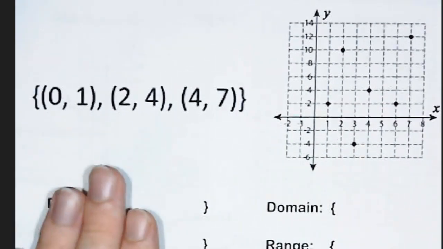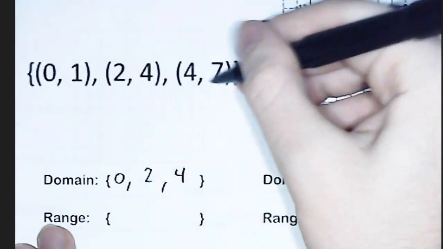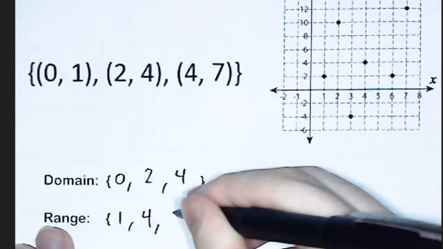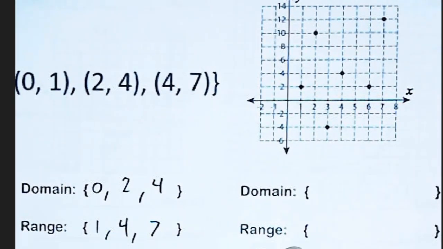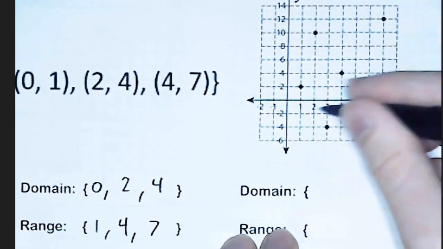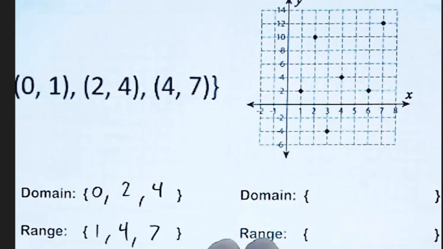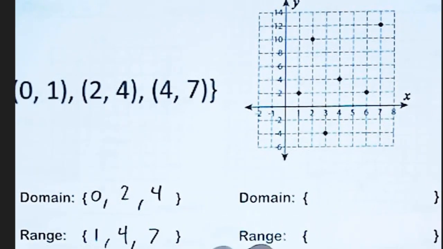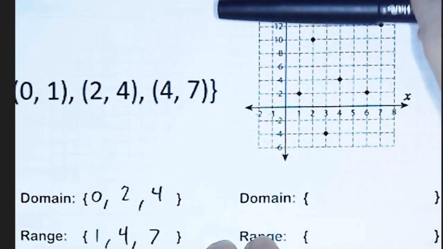Okay, for the bottom 2, we have a set of ordered pairs. So we're going to look at the x values for the domain, from 0, 2, and 4, and the y values for the range, so 1, 4, and 7. And for a scatter plot, we're going to look at the points and figure out their coordinates. And to go least to greatest, for the domain we go left to right, and for the range we go bottom to top.